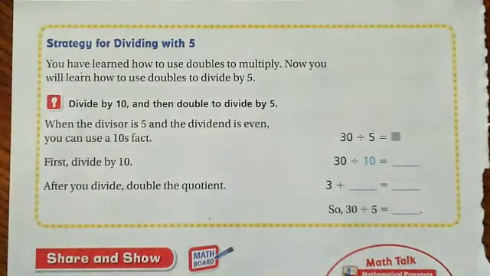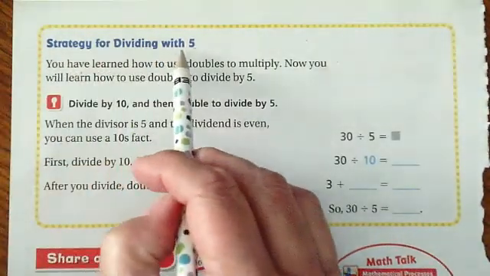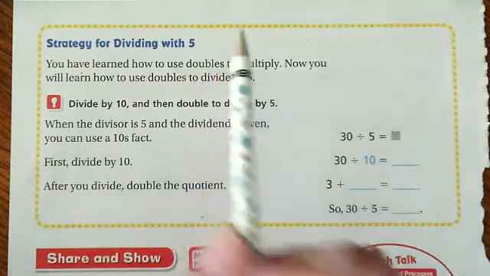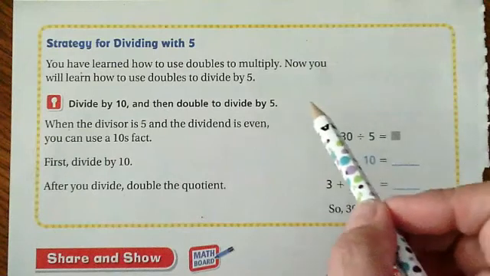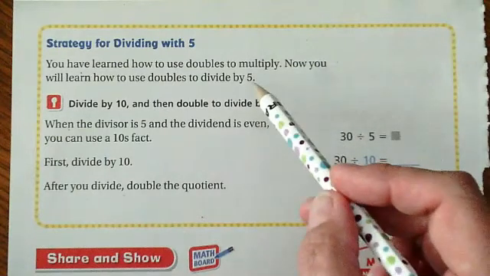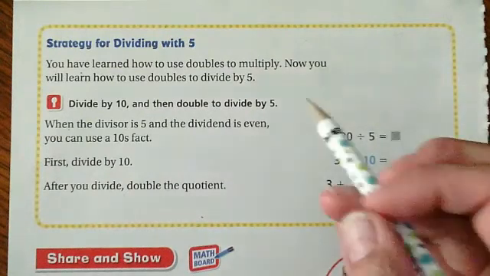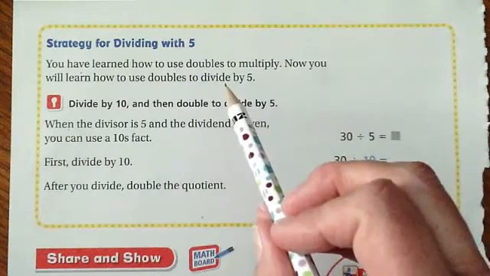Okay, this is one more strategy for dividing with 5. So we've learned how to use doubles to multiply. Now you will learn how to use doubles to divide. So doubles to multiply, doubles to divide. When they say doubles to multiply, like 2 times 2 is 4, 3 times 3 is 6, 4 times 4 is 16. Doubles, right? So you can do the same thing to divide.